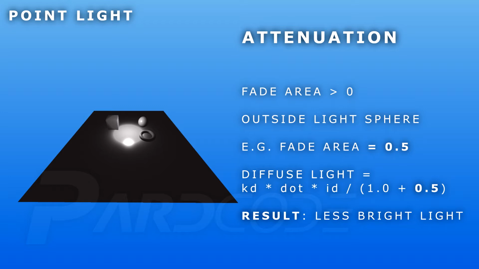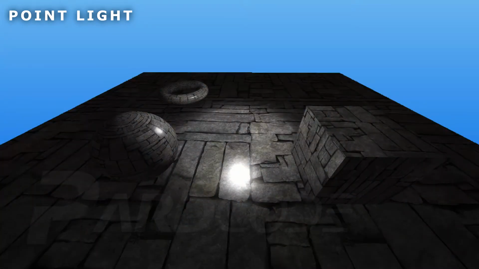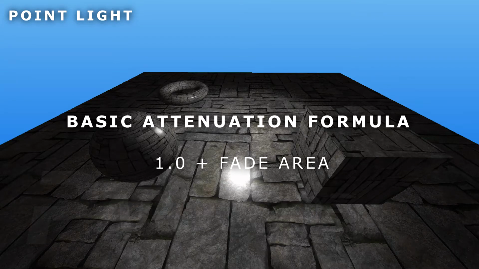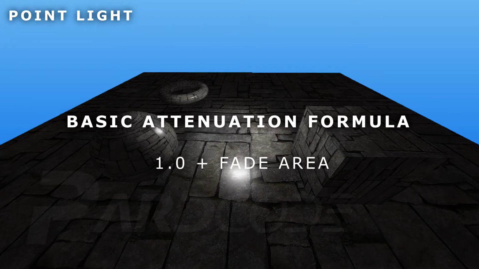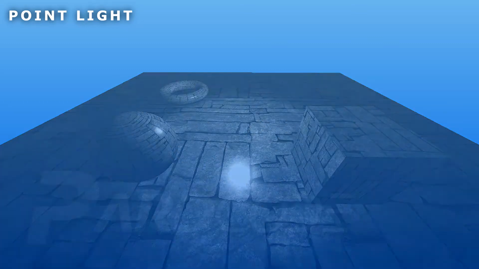This computation should be applied in the same way even for the specular lighting. And this is the final result. At this point, it seems our point light is ready, and in some way it is. But the attenuation formula we have just used is a very basic one. It is possible to use more complex formulas.